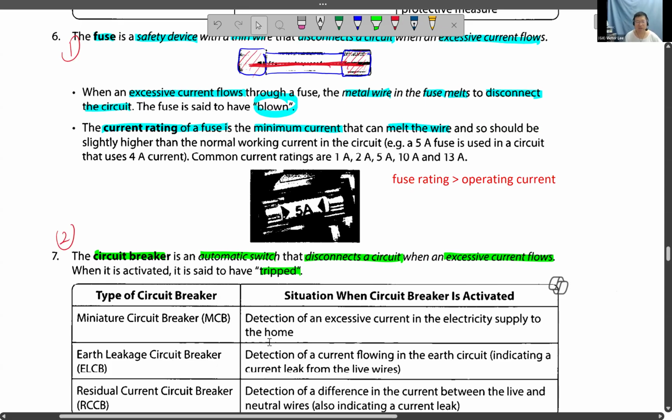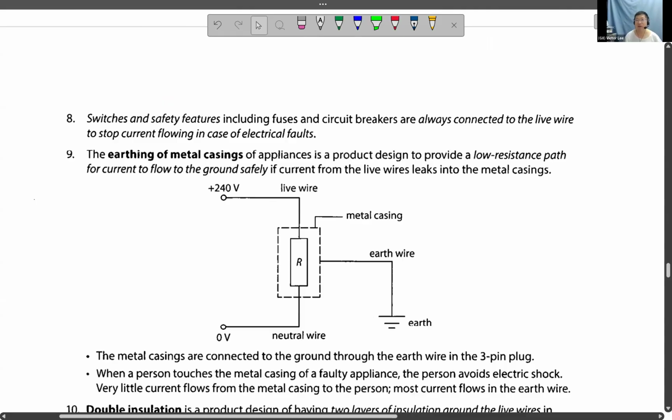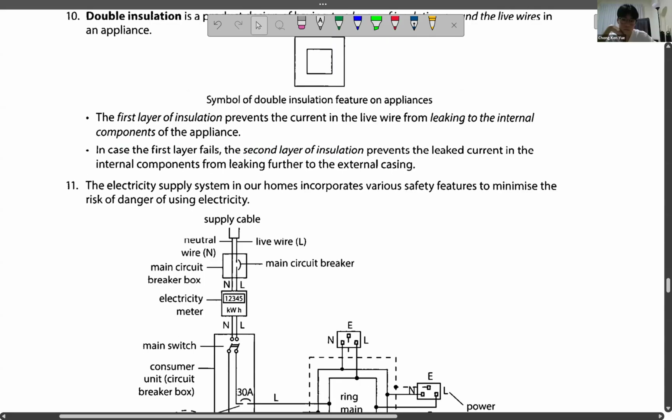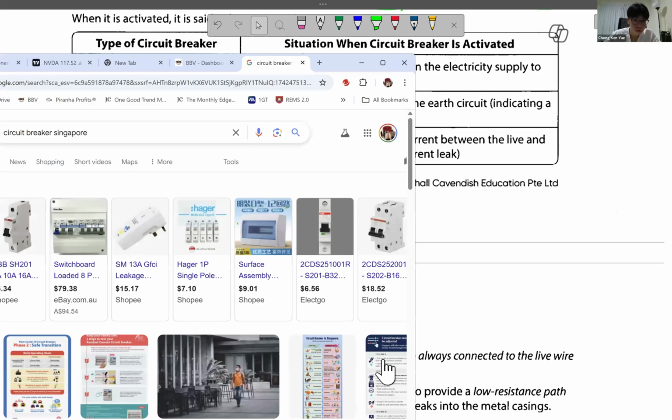So a circuit breaker works very simply. Where's the switch? Okay, I'll show you a real circuit breaker. Give me a second. Okay, so funny, I just searched for circuit breaker and it showed me the real circuit breaker. All right, not that one. This one. This is a circuit breaker.